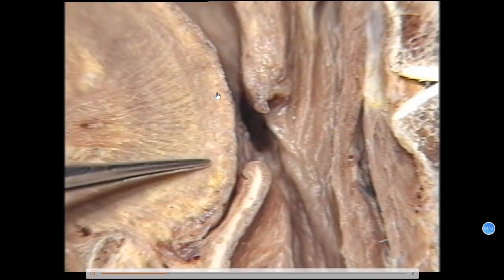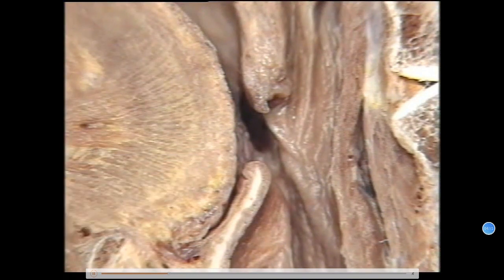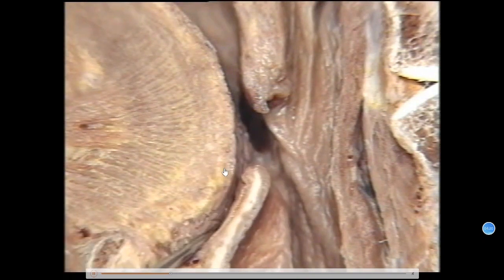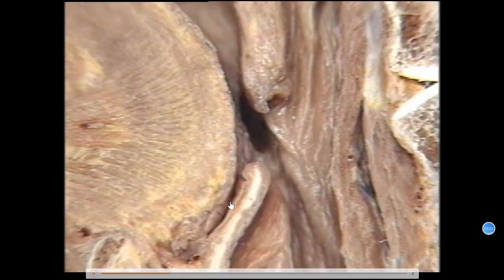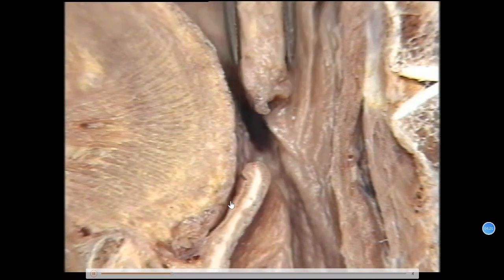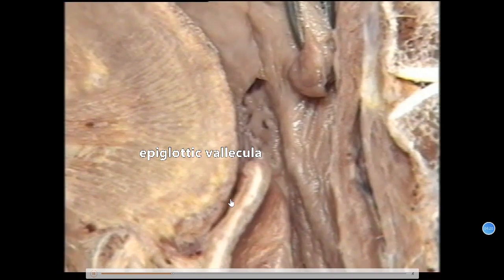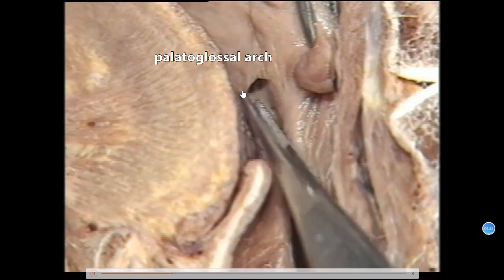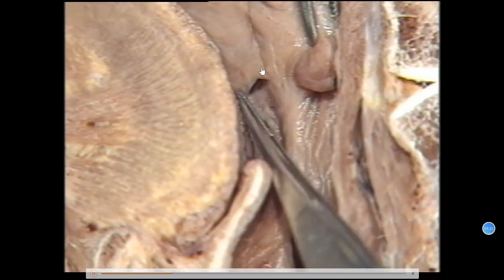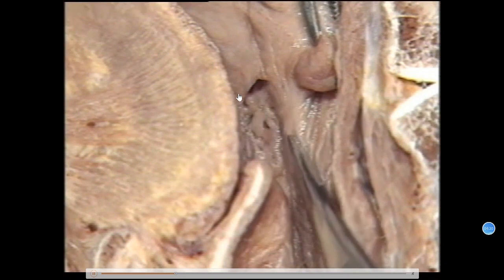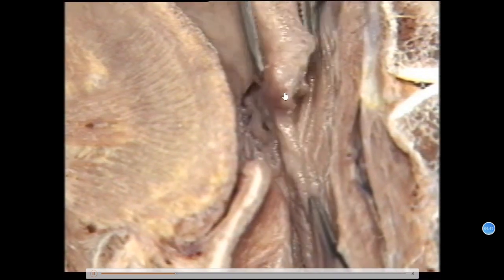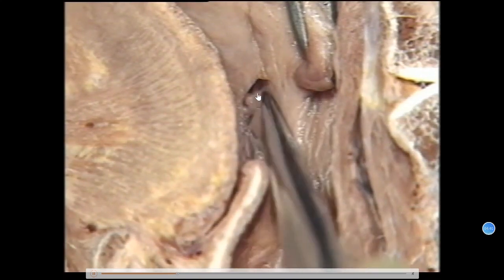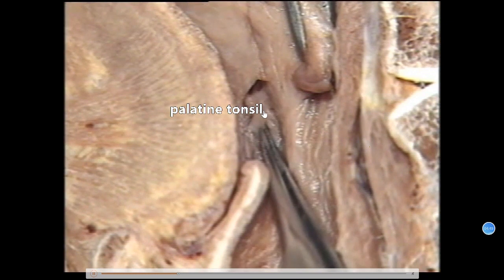This is the root of the tongue. Between the root and epiglottis, look at this deep fossa. This one is the epiglottic vallecula. This is an arch, the palatoglossal arch. And this one is the palatopharyngeal arch. Between these two arches, look at this fossa. This fossa holds the palatine tonsil.